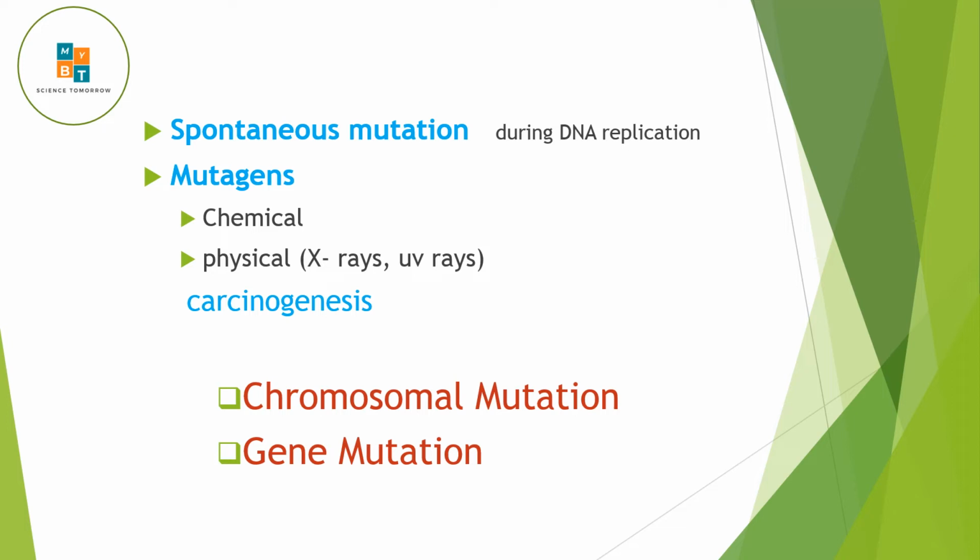When we consider mutation, it can be divided into two types. It can be a mutation in the chromosome, which is a big level where the DNA sequence is altered, and the other one is the gene mutation. In the next part of my tutorial, I will talk about gene mutation.